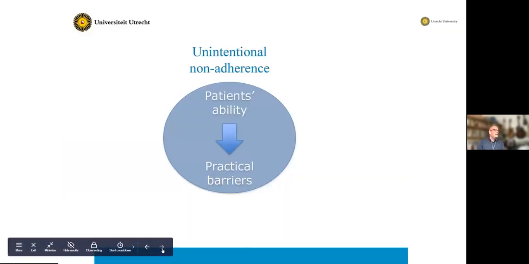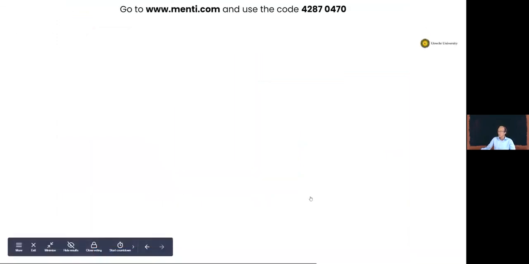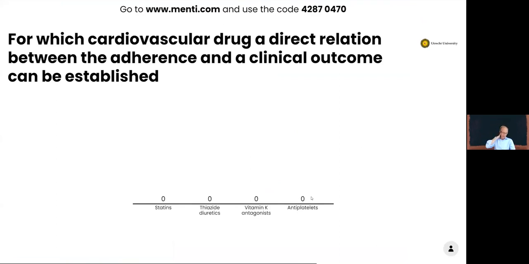In the next slide, Marcel, I think you will take over here and give a couple of examples of studies in which interventions were studied. Yeah. So I will start with an intervention aimed at unintentional non-adherence. Let's start with a question. When you would choose a cardiovascular drug in which you can find a clinical laboratory outcome that you can establish a clear relationship with adherence, which drug would you choose?